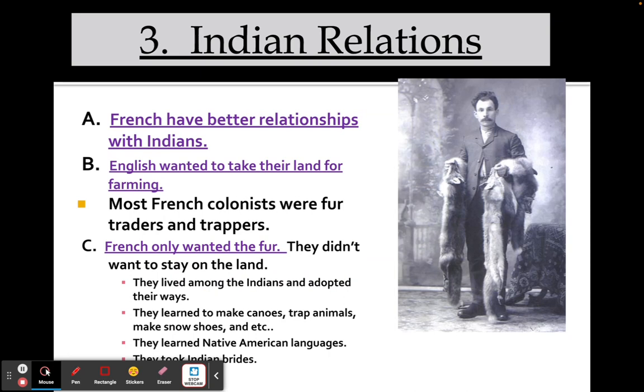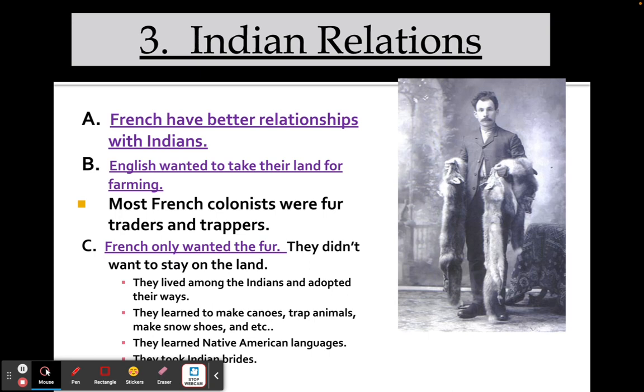One of the last major causes is the relationship with Native Americans. Traditionally, when the French started gaining more land in the New World, they had a lot better relationships with the Native Americans. They worked with them peaceably, whereas the British literally wanted to just kick Native Americans off of their land and use the land for farming, which is not typically how the natives use their land. Most of the French colonists that were here were fur traders, so they worked closely with the natives.